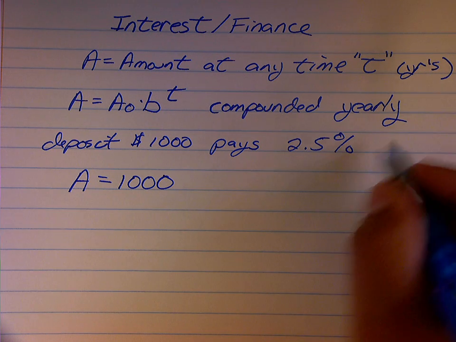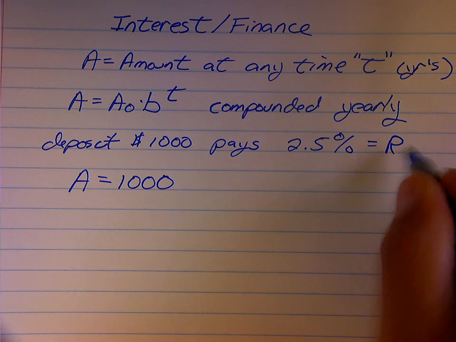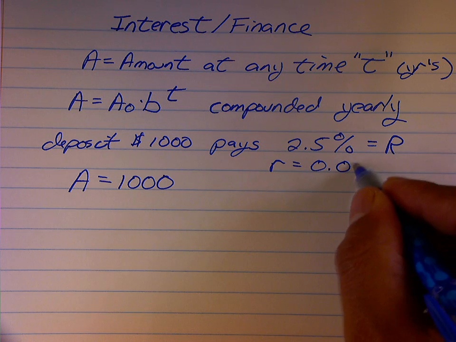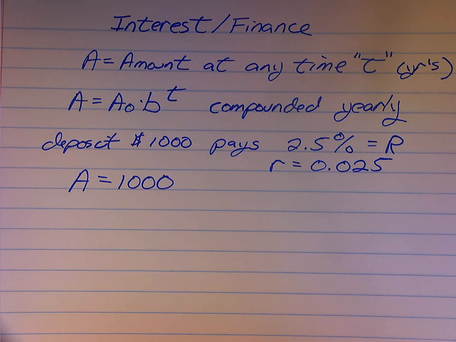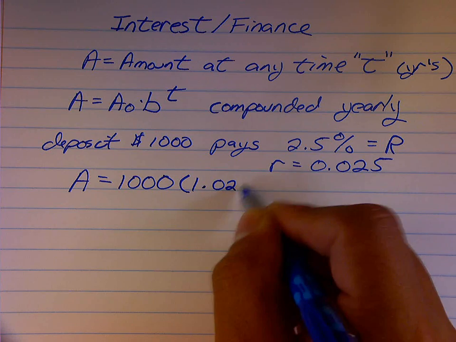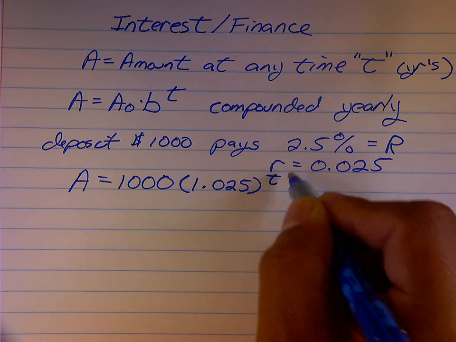My 2.5 is, of course, your big R. Little r is going to be 0.025. This is the amount that my factor is bigger than 1. Raised to the t.